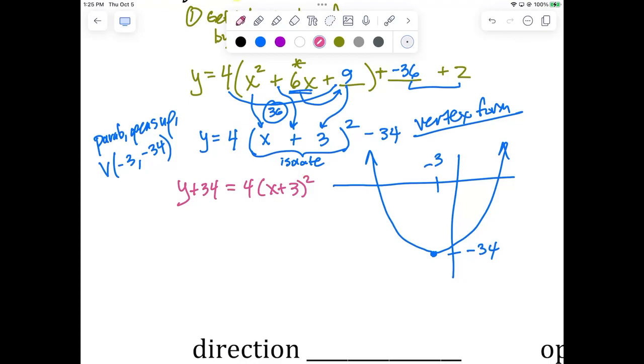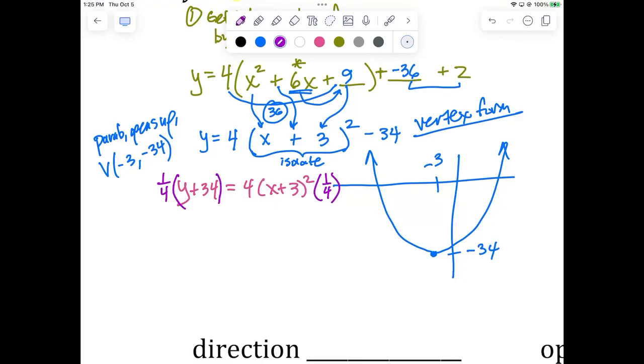Dividing by 4 is the same as multiplying by what? 1 over 4, right? The reciprocal. If you multiply by 1 over 4, that's the same as dividing by 4. I'm going to actually show that step because it's an important enough step. I'm going to multiply this by 1/4 and multiply this whole side by 1/4.